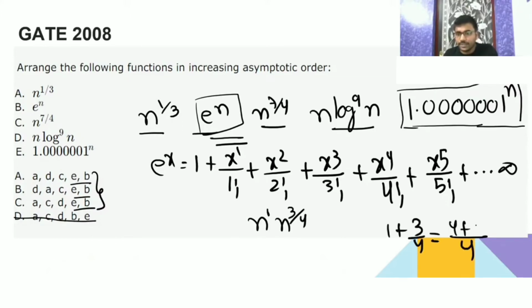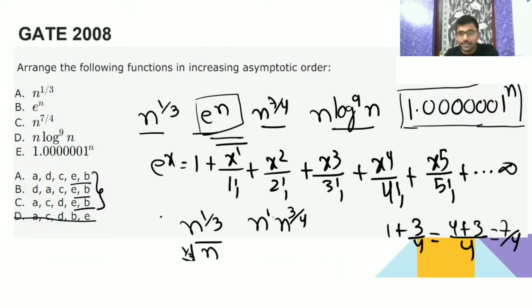4 plus 3 is going to be 7. 7 by 4 you are going to get. So it is n into 3 by 4, and it is n by half, n by 1 by 3. Okay, like this is the case. Okay, so it is smaller than this.